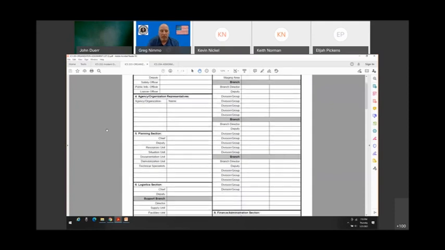Planning section chief, have a deputy chief. That's where you're going to get your resources unit, your situational unit, and documentation, and that's probably one of the biggest things that we need to do, is document everything that happens. That way we've got a good solid plan. We can review it in a hot wash, and we can understand what we have to do to make this better if the situation happens again.